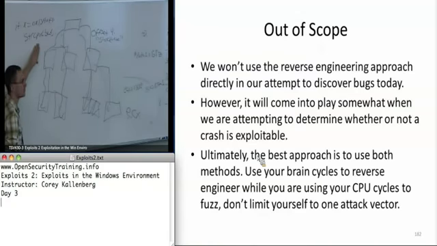So that's one disadvantage of fuzzing, is you might miss easy bugs like this, as opposed to if you were just looking at it in the reverse engineering approach. So like I said, when you're looking for bugs, use both approaches, use reverse engineering and use fuzzing. There's no reason to limit yourself.